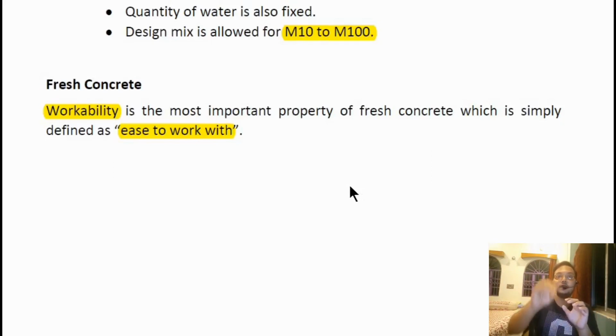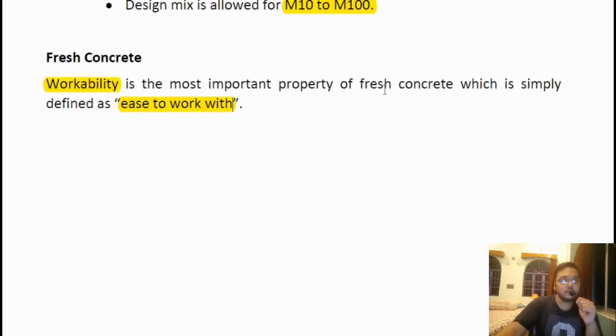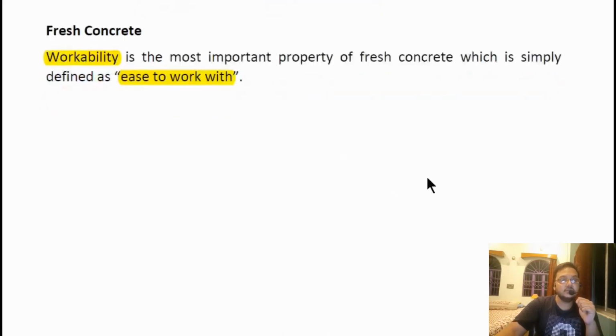It will actually be a homogeneous mixture, and thus this concrete which has good workability, that is, the mixing has been done properly or with a particular level of ease, will yield a good concrete later on. It might provide us the good amount of strength which we are expecting from it. So workability is the most important property of fresh concrete, which is simply defined as the ease to work with.